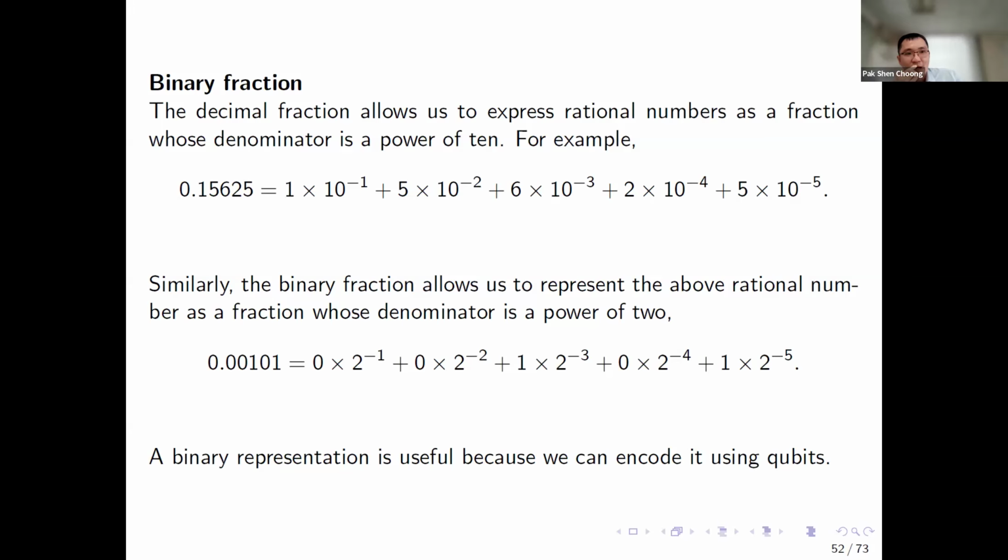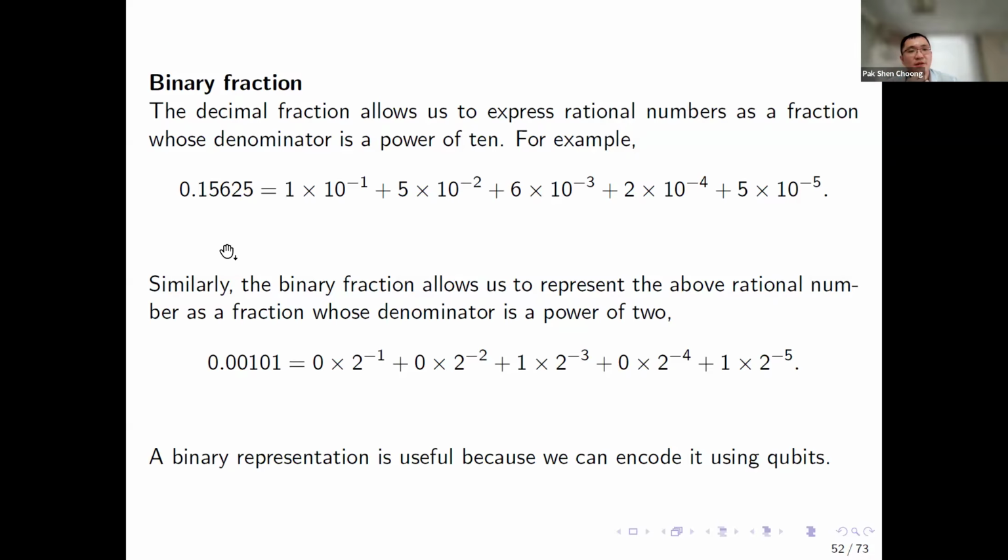The second thing is to understand how to write down a fraction in binary form. The decimal representation that we are used to is such that if you have a decimal number, the decimal 1 here means that you multiply with 10 to the power minus 1. And then 5 here, the first 5, you multiply with 10 to the power minus 2, and so on and so forth. This is how we represent decimal places using the decimal representation.